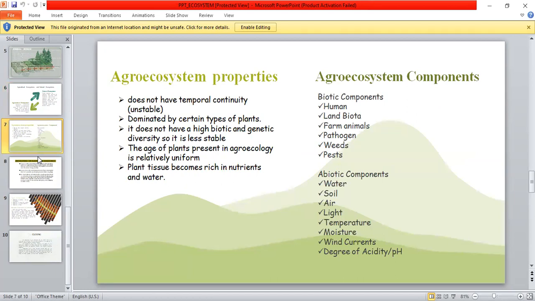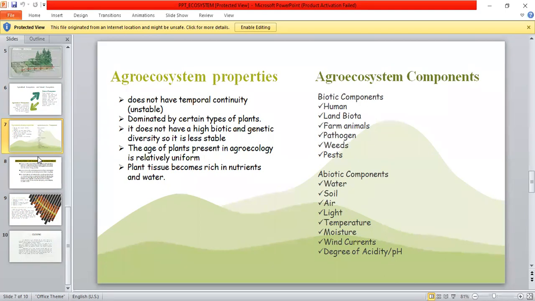Agrosystem properties. Number one, does not have temporal continuity or is unstable. Number two, dominated by certain types of land. Number three, it does not have a high biotic and genetic diversity, so it is less stable. Number four, the age of plants present in the agroecosystem is relatively uniform. Number five, plant tissue becomes rich in nutrients and water.